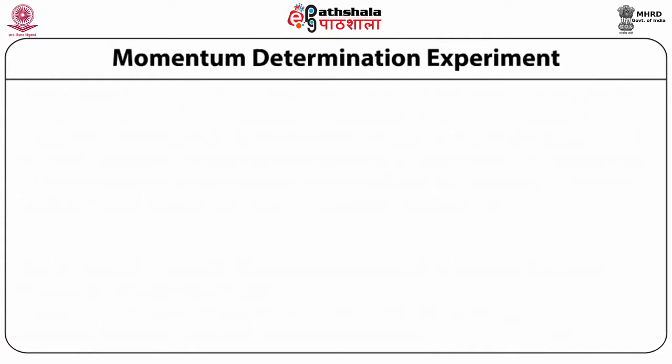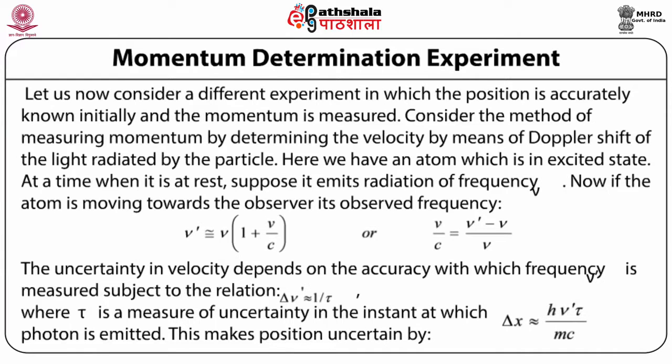Momentum determination experiment. Now let us look at the determination of momentum exactly for a small particle, and for that again let us perform an experiment, and through this experiment we would be able to see how the experiment itself causes an uncertainty in the measurement of the momentum. So like in the last experiment, we reached the uncertainty principle by trying to measure the exact position of the particle. In this experiment, we will again try and reach the uncertainty principle, but through an attempt to measure the exact momentum of the particle.